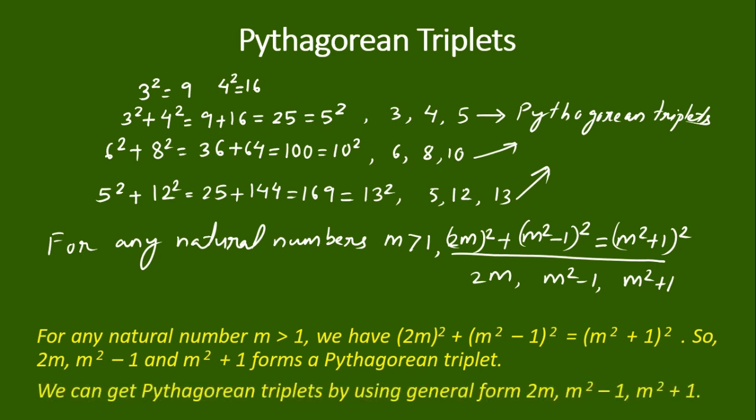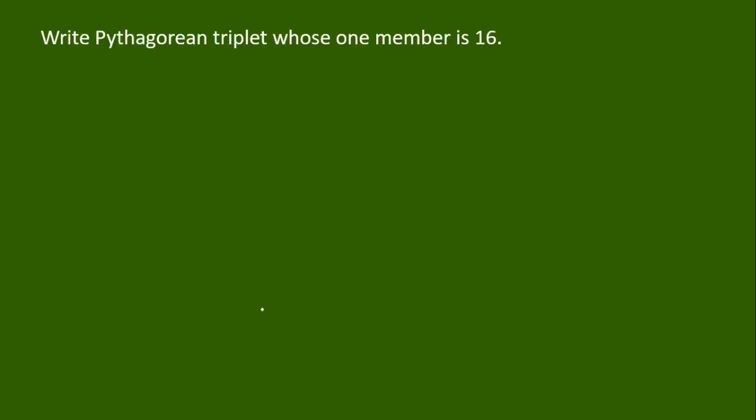So we can get the Pythagorean triplets by using the general form 2m, m square minus 1, m square plus 1. This is called Pythagorean triplets. And this is called Pythagoras theorem. Pythagoras theorem is a square plus b square is equal to c square. Now we will solve a numerical based on this, then it will be clear for you.